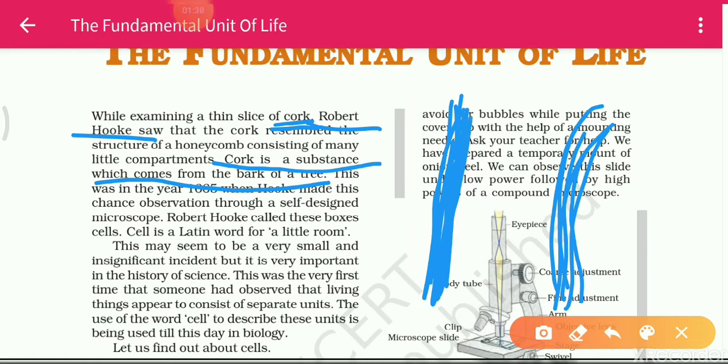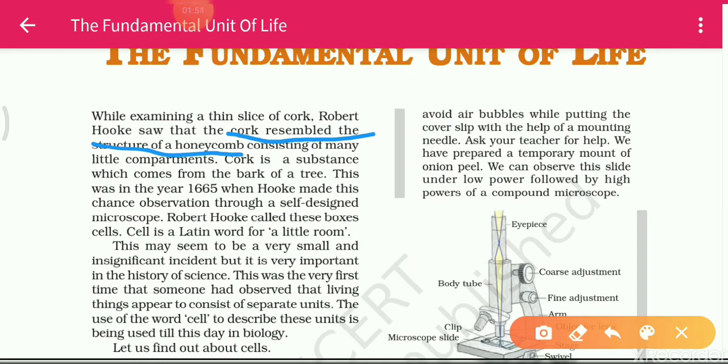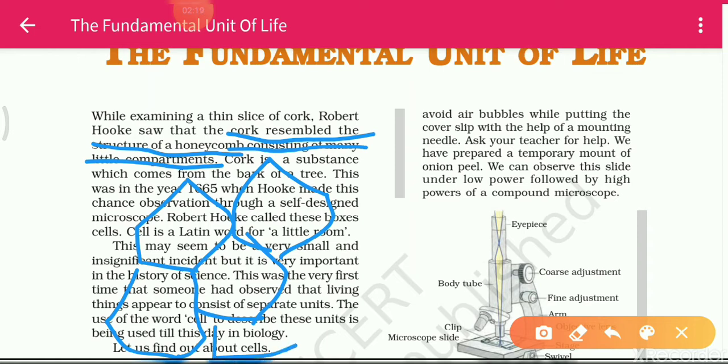Then Robert Hooke was examining the cork, and he found that the cork resembled the structure of a honeycomb consisting of many little compartments. Little compartments, honeycomb means madhumakhi ka chatta. He found that cork is just like a honeycomb and it has many little compartments, like this. Hexagonal shape like this. These are many little compartments.